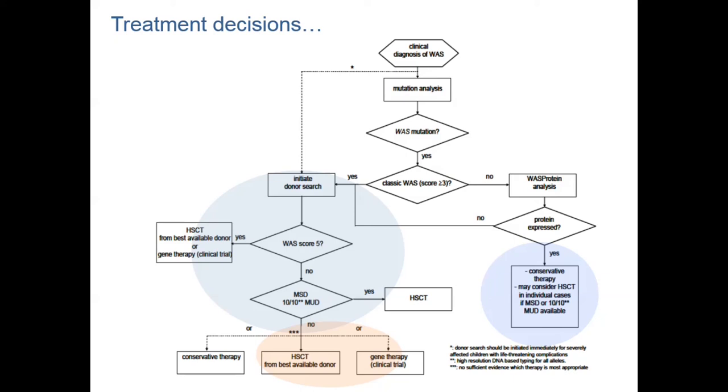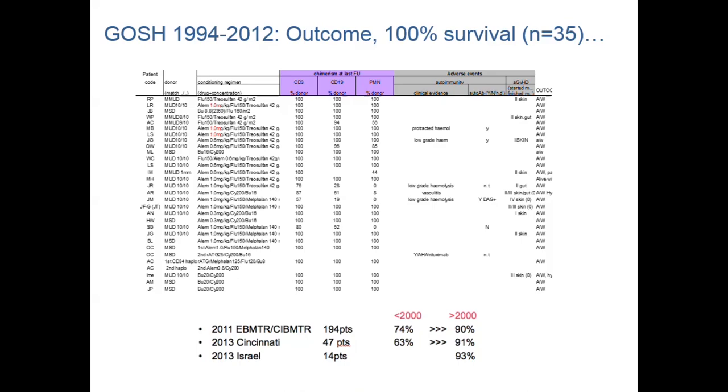Once we identify these patients, we tend to do that in the first year of life. We do a donor search. If it's a 9 out of 10 or 10 out of 10 match, then we will transplant them. If they don't have that, then there is an opportunity to enter them into the gene therapy study. Obviously, our families get counseled about the risks of transplant and the risks of gene therapy.